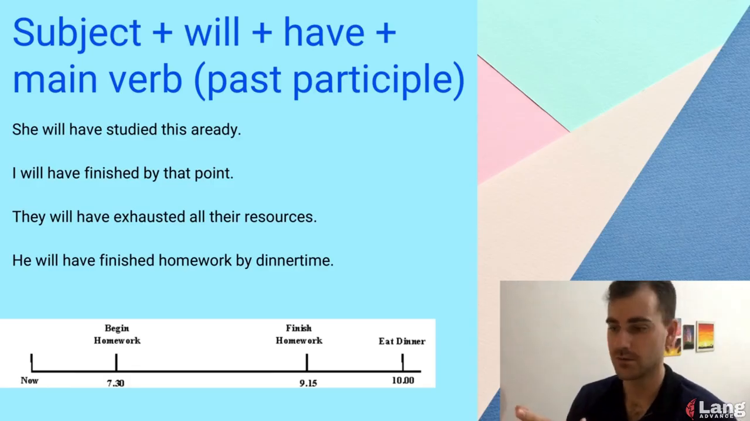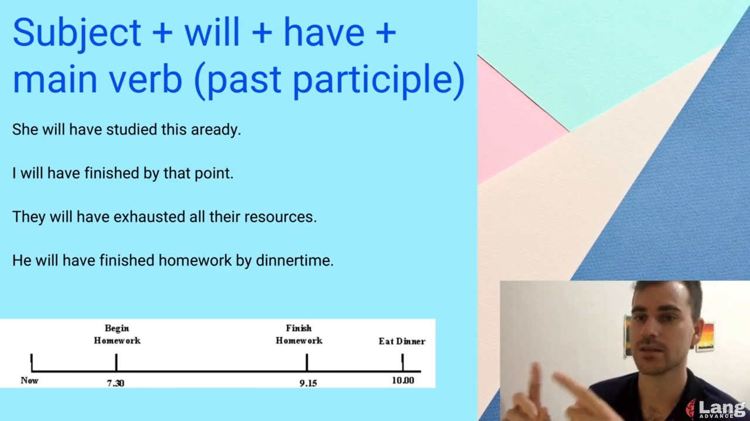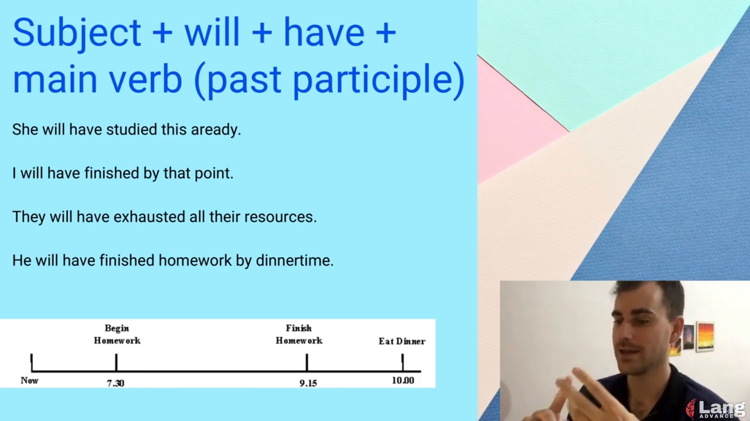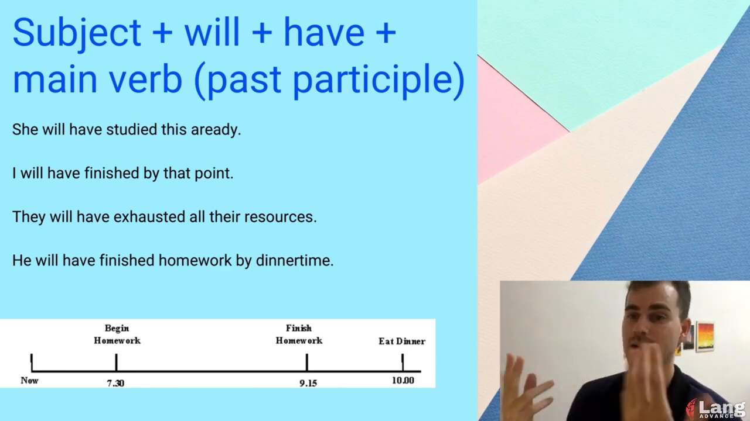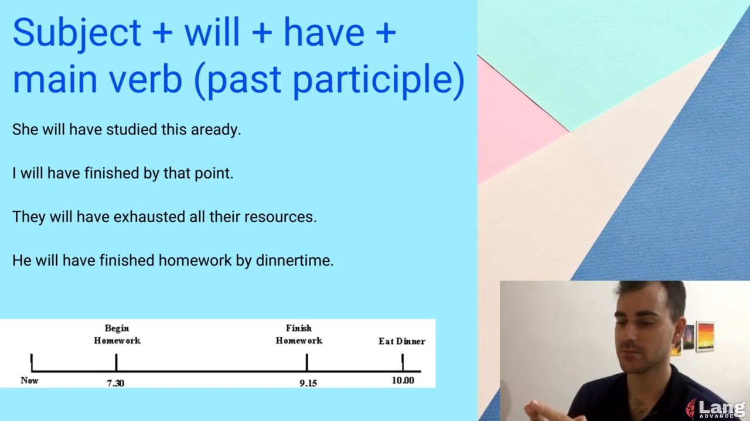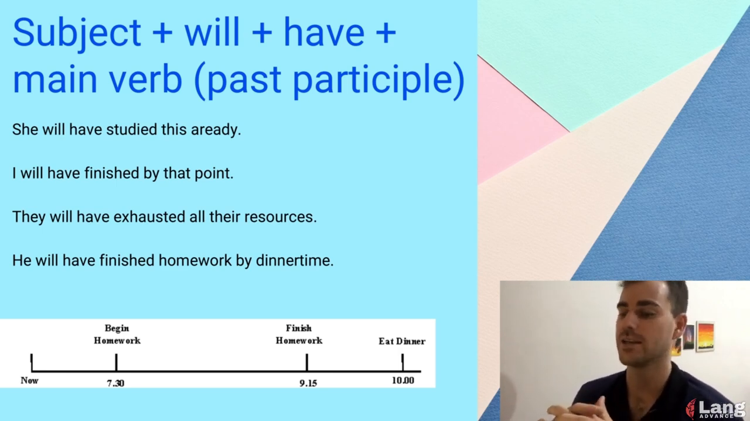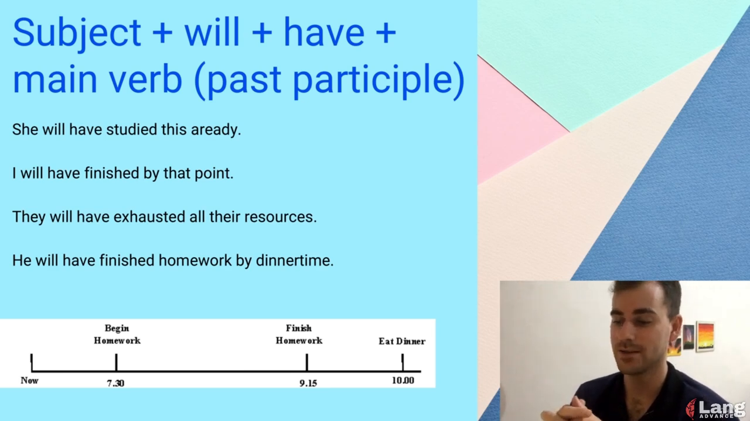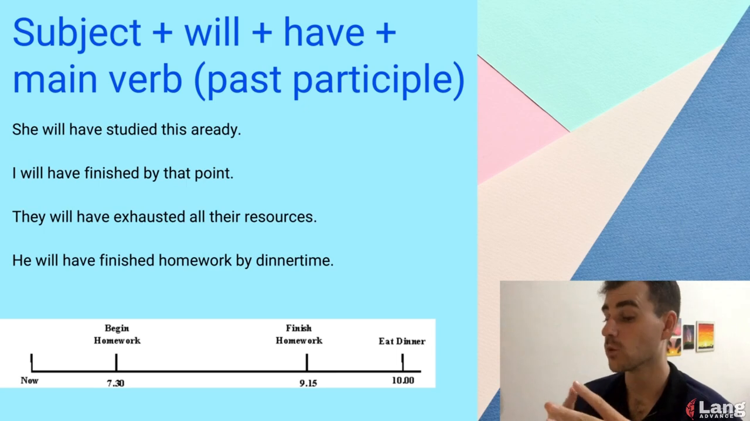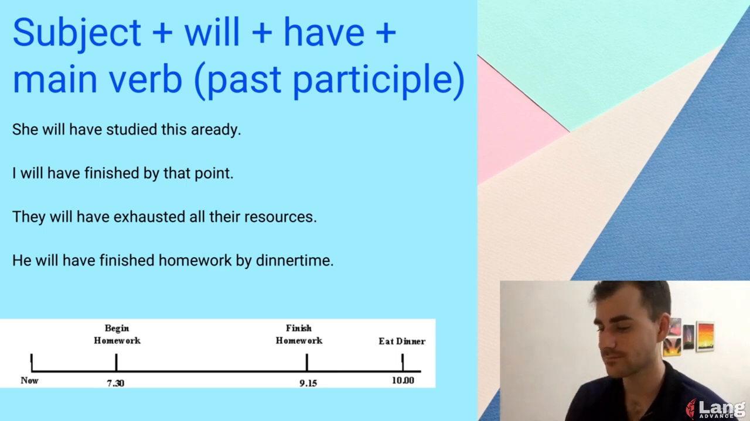The structure of the future perfect is as follows. Subject, will, have, and then main verb in the past participle, which means adding ed at the end. Here are some examples. She will have studied this already. I will have finished by that point. They will have exhausted all their resources. He will have finished homework by dinner time.